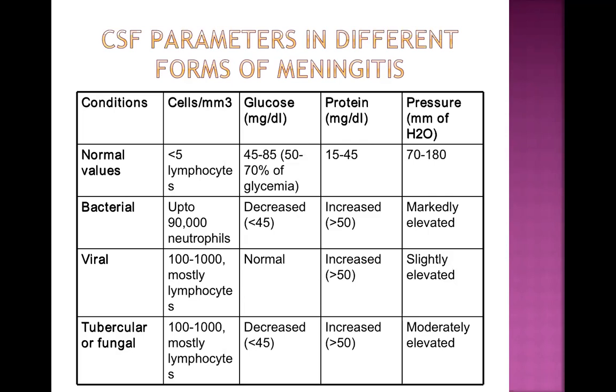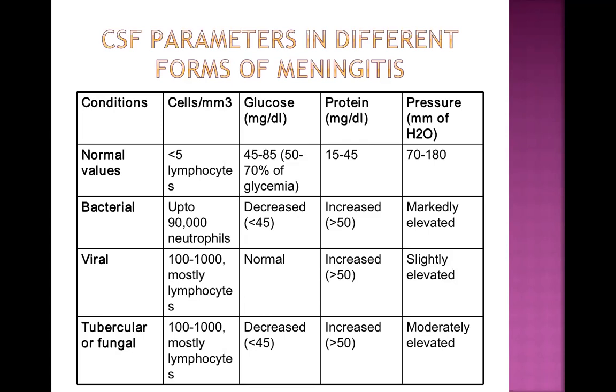Now, what happens in acute pyogenic or acute bacterial meningitis? There will be a high number of cells, and mostly those cells are neutrophils. Okay, a very increased number of cells, almost all of them are neutrophils. Regarding the glucose, it is decreased. Never forget that this is a very important point. Glucose level in CSF is very decreased in case of acute pyogenic meningitis.